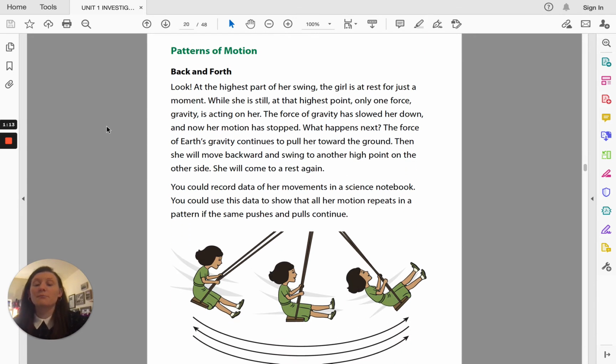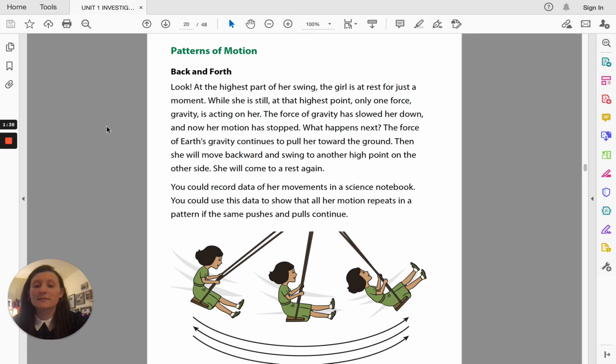All right, now we're going to look at patterns of motion. So first up is back and forth. Look, at the highest part of her swing, the girl is at rest for just a moment. While she is still at that highest point, only one force, gravity, is acting on her. The force of gravity has slowed her down, and now her motion has stopped.